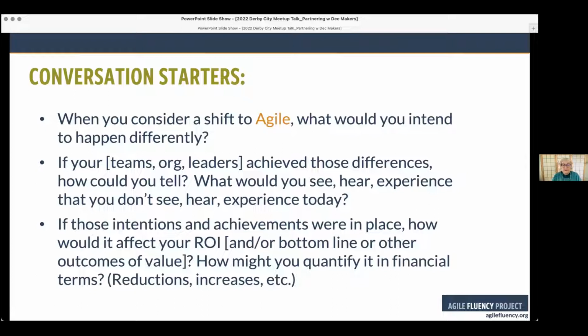And somewhere in here, I generally ask another question, which is, are any of those things that you'd like to have happen differently broadly across your organization already happening anywhere in your organization? Do you know of them? Have you seen it, heard it, experienced it in maybe a small pocket of your organization?